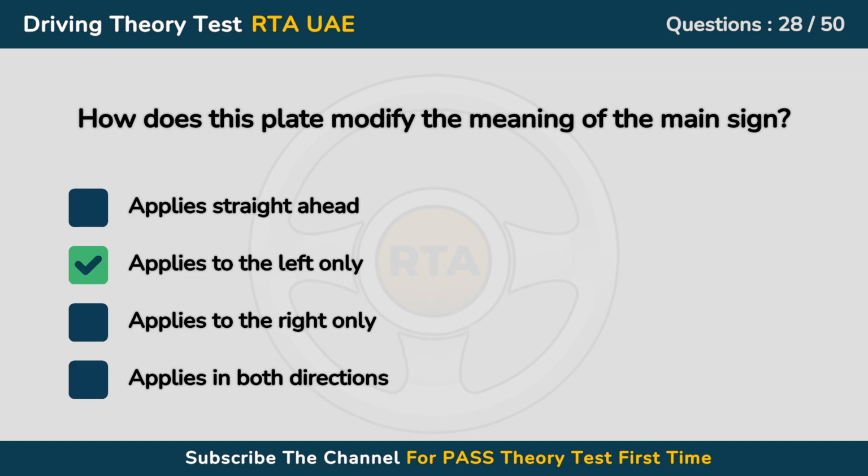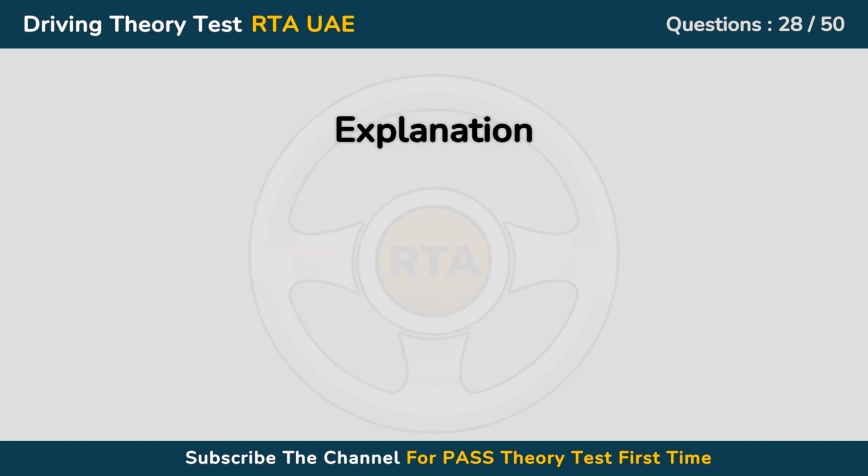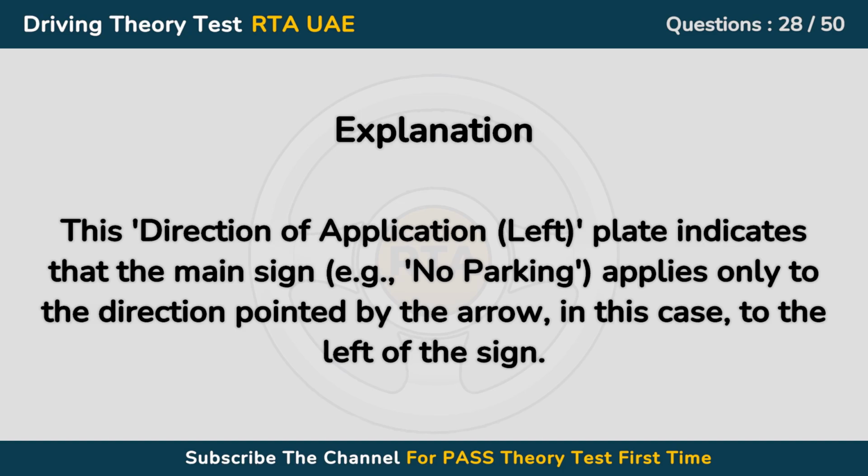Answer is B. Applies to the left only. This direction of application left plate indicates that the main sign, for example no parking, applies only to the direction pointed by the arrow, in this case, to the left of the sign.